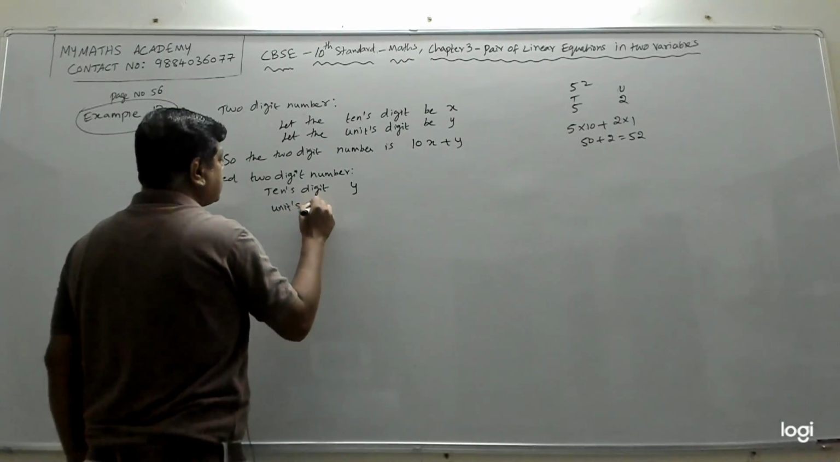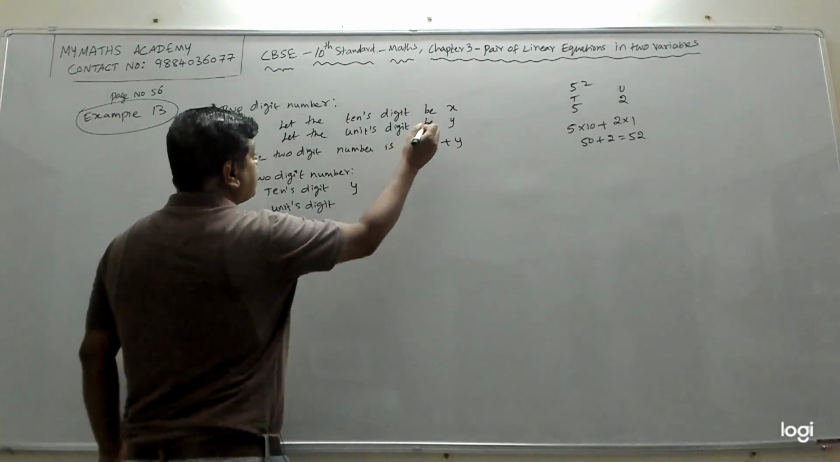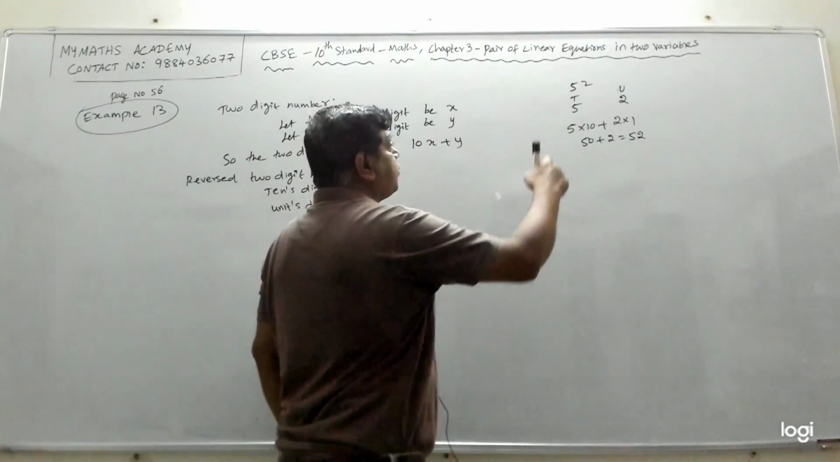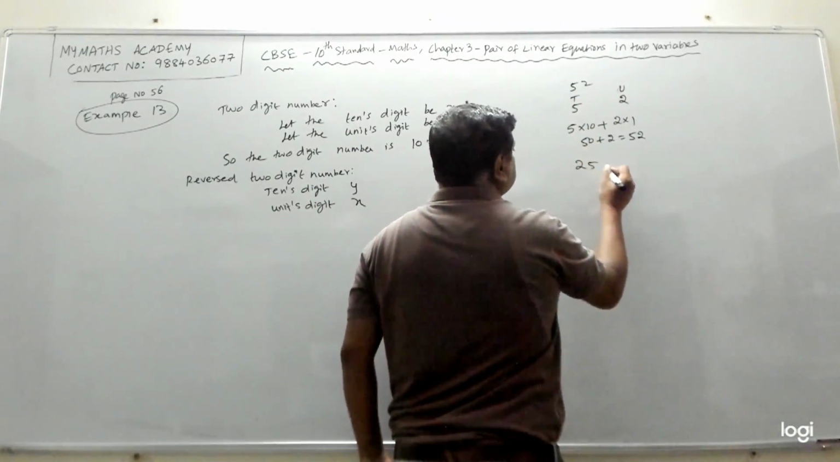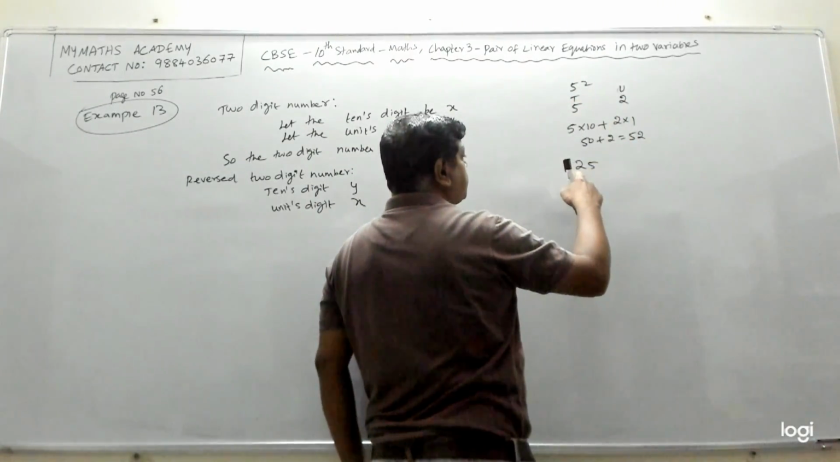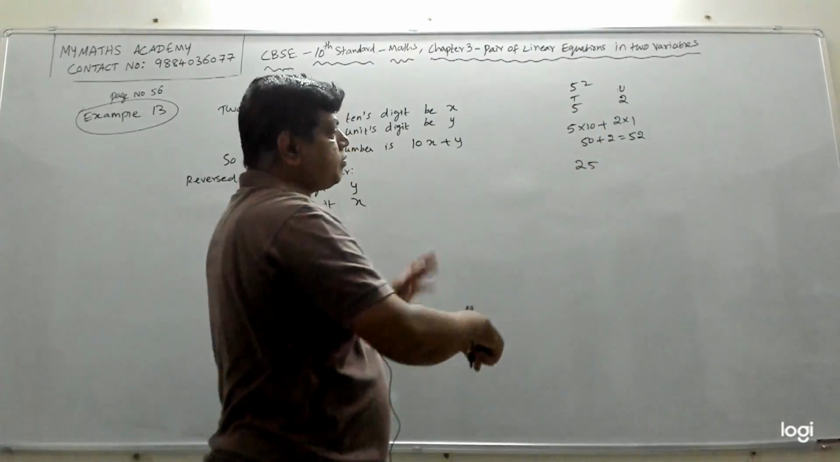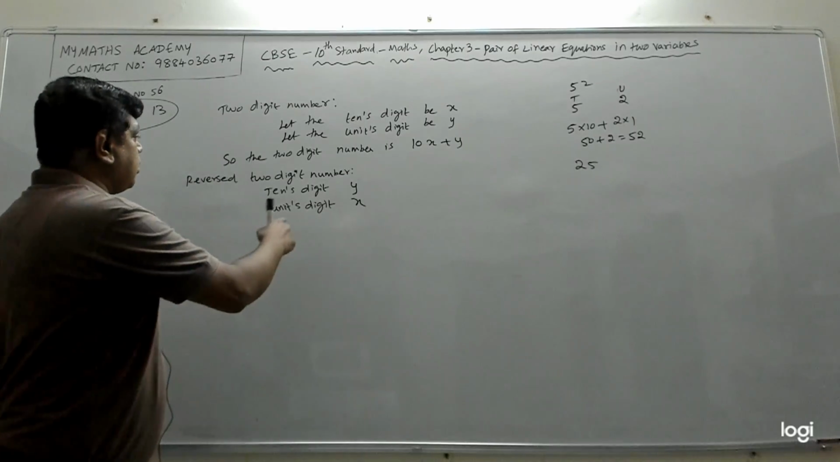Units digit will be x. They'll interchange because the number is reversed. If it is 52, the reverse number is 25, which means the ones place will come to the tens place of the reverse number, and the tens place will go to the units place of the reverse number.